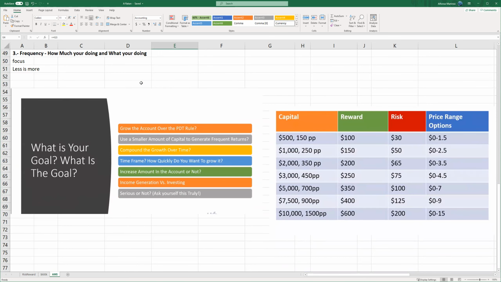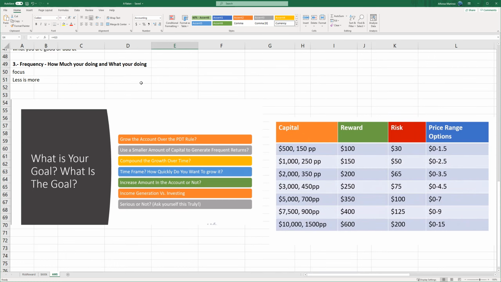If you have 2,000, you're going to continue following this risk reward until you get to 3,000. Once you get to 3,000, you're going to move your risk reward to 75 to 50. You get to 5,000, 100 to 350. Not before, not after.